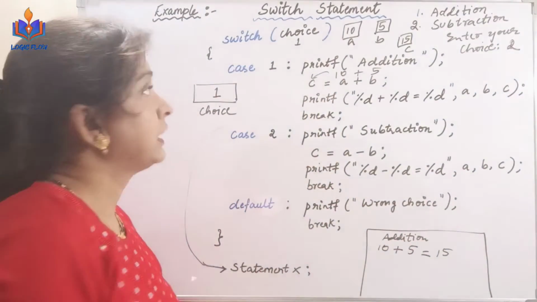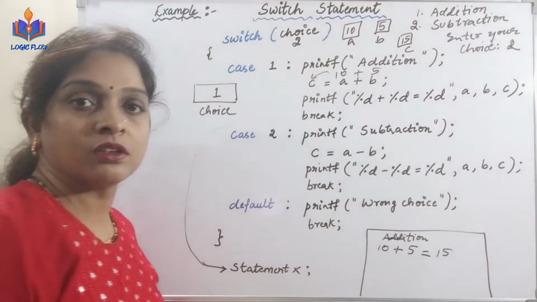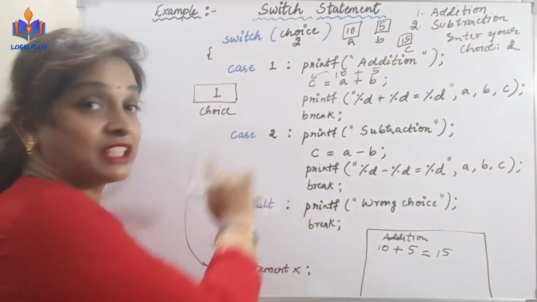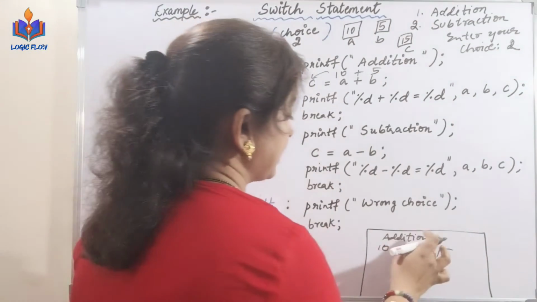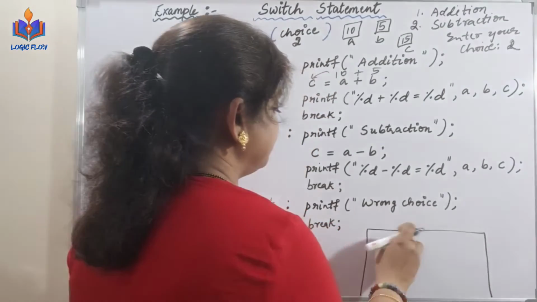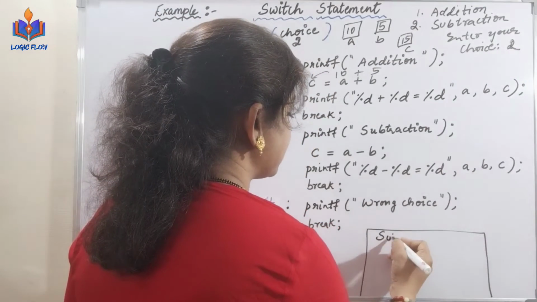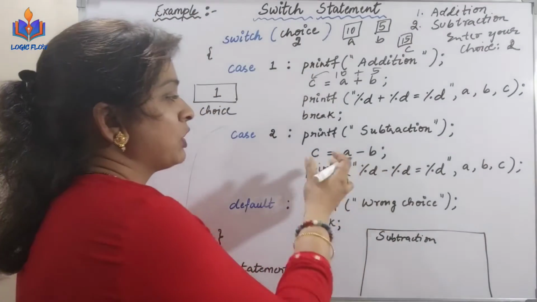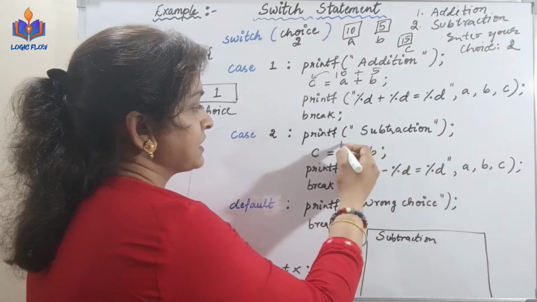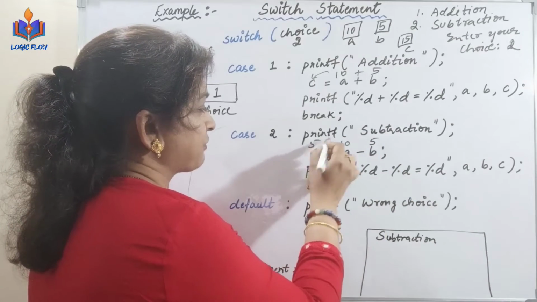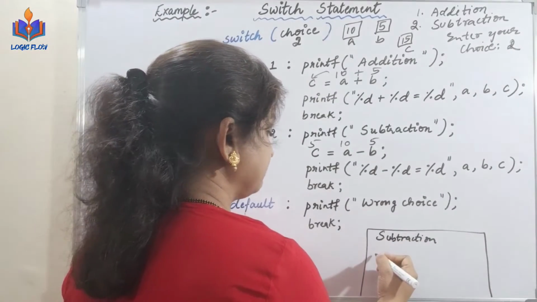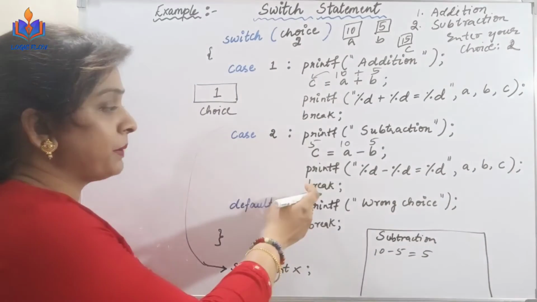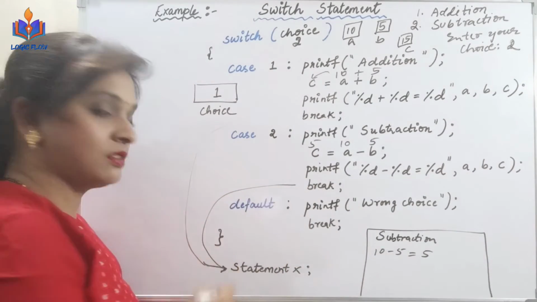Then I say switch of 2. The switch value will not match with case 1, it will match with case 2. Then I'll get the message, my output message will be, it is subtraction. Then I say c equal to a minus b, this operation will be done. a is 10 and b is 5, 10 minus 5 is 5. My output message, I am getting 10 minus 5 equal to 5. Break causes an immediate termination. Then statement X.